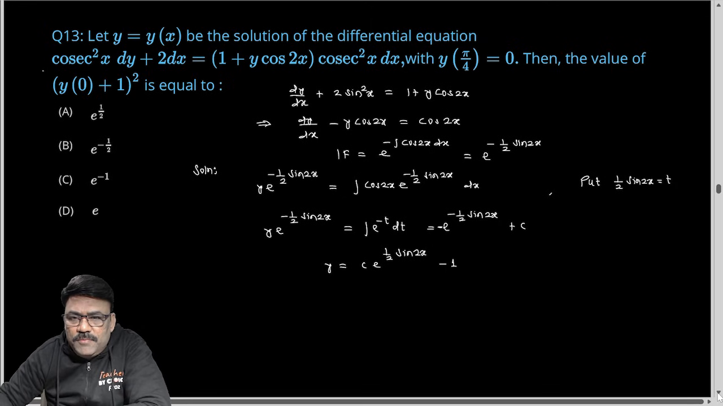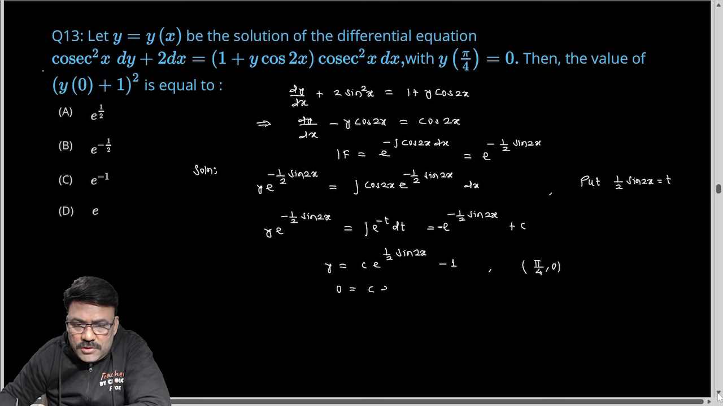Now they have given the point (pi by 4, 0), which means (pi by 4, 0) satisfies it. So just put x is equal to pi by 4, y is equal to 0. When you put y = 0, x = pi by 4, this will become c e raised to sine pi by 2, which is 1, so e raised to half minus 1. So this gives you c is equal to e raised to minus half.